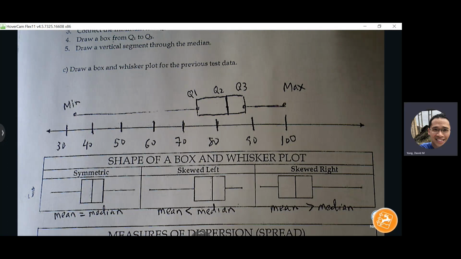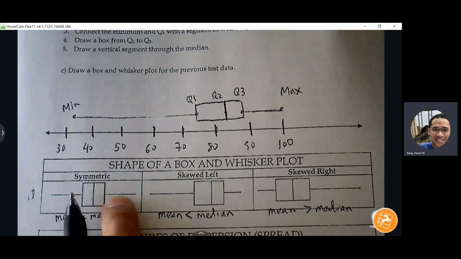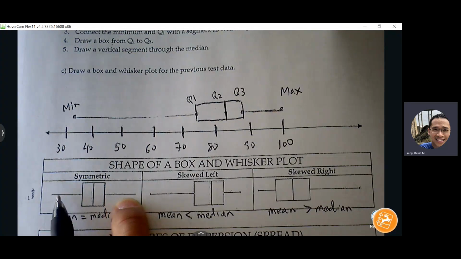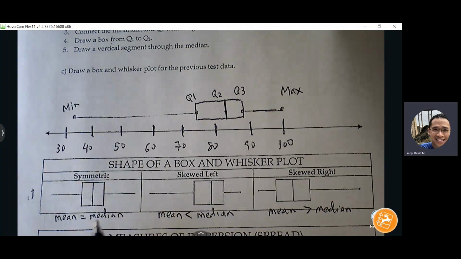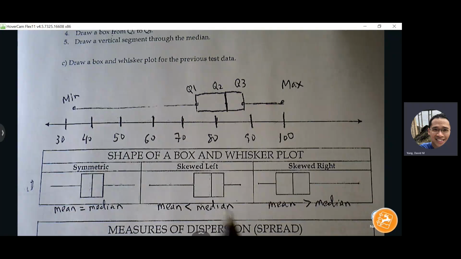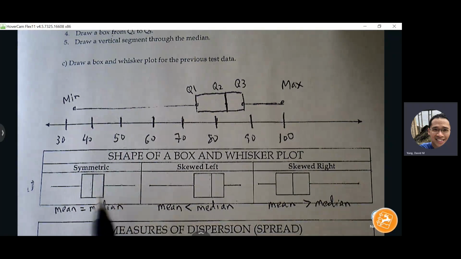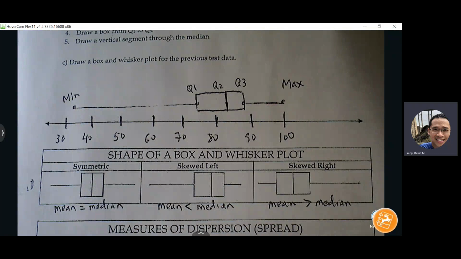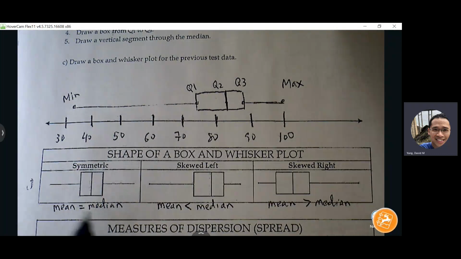So this is called a box and whisker plot because you have a box and you have these two lines. These represent the whiskers. There are three shapes of a box and whisker plot. You have symmetric, where everything is lined up in the center. This is where your mean and your median will be the same.